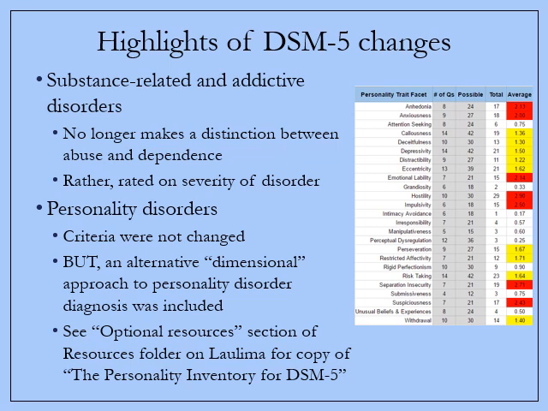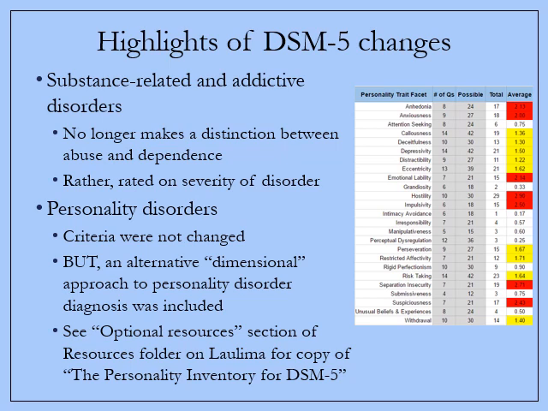In substance-related and addictive disorders, so this would be substance abuse, overuse of alcohol, etc., we no longer make a distinction between abuse and dependence. So we don't make a distinction between just abusing alcohol and being addicted to alcohol. Rather, it's rated dimensionally based on severity of the disorder. So you can have mild alcohol use disorder, or you can have moderate heroin use disorder, for example.